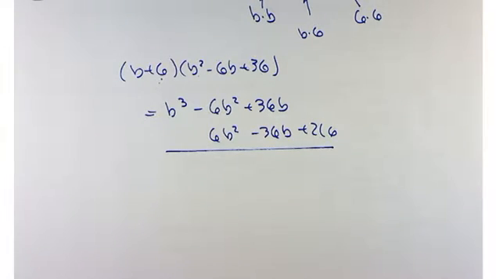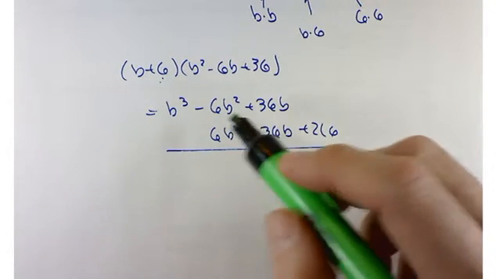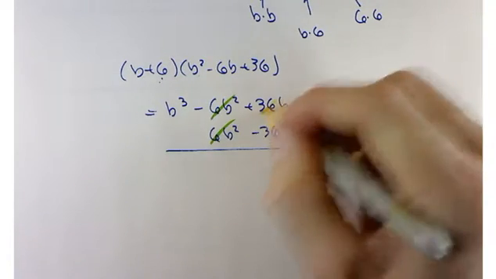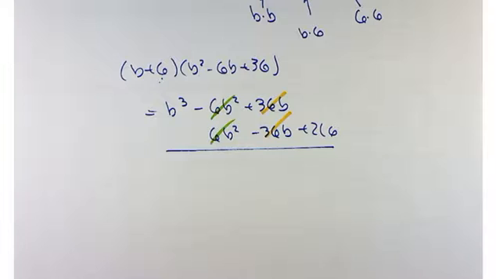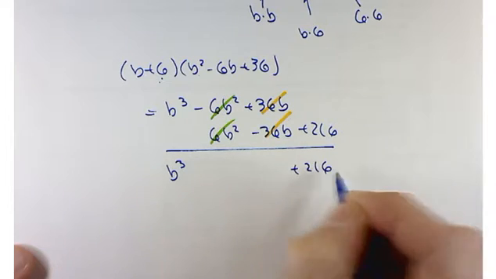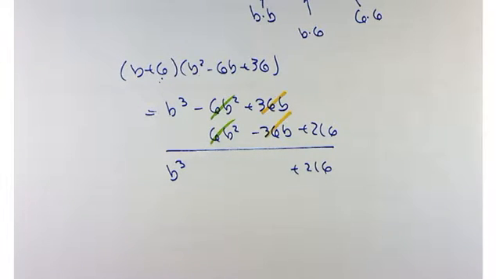When I add those together, what do I get? What happens when I add these together? Those cancel. These cancel. Not much left, is there? B cubed plus 216. So it checks.